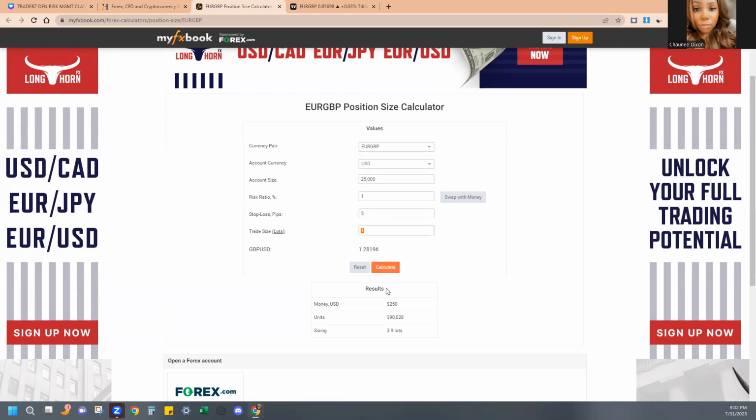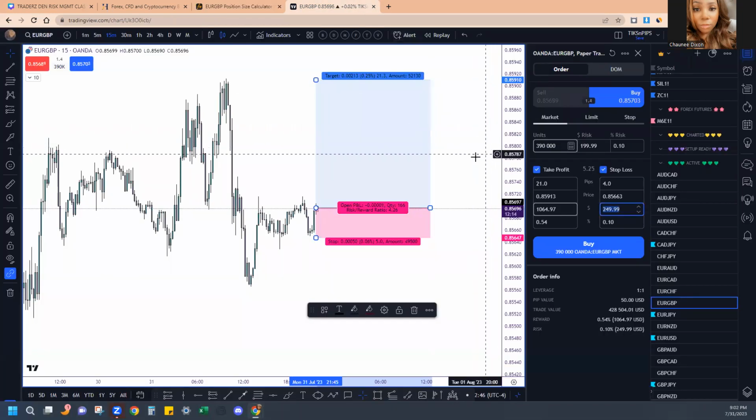So then we calculate that. And then it gave us our actual lot size, which is 3.9 lots. Now, if you were trading on your phone on MetaTrader, you could stop here and just put in 3.9 lots and it would take it. But say for some odd reason you wanted to trade Forex on TradingView, you would have to multiply that 3.9 lots by 100K. And that would give you your total units, because TradingView goes by units.